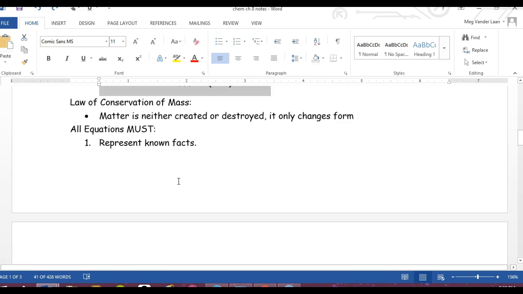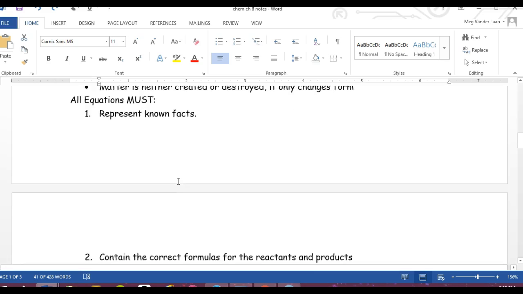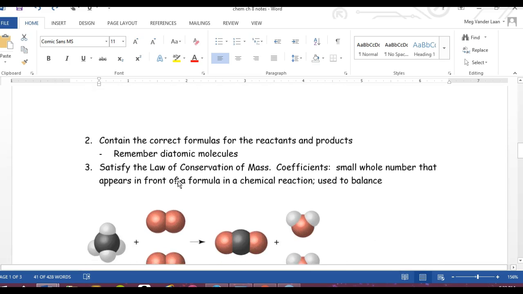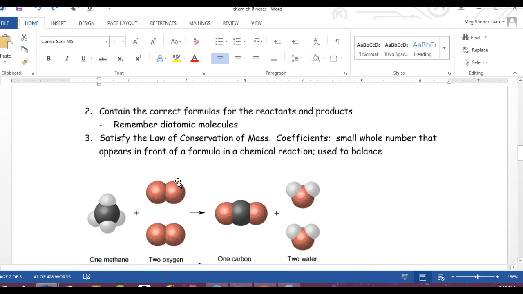The law of conservation of mass. We have to remember this law. Matter is neither created nor destroyed. It only changes form. So when we're looking at chemical equations, they must represent known facts. So it must be a true chemical reaction that takes place. It also must contain the correct formulas for the reactants and products.